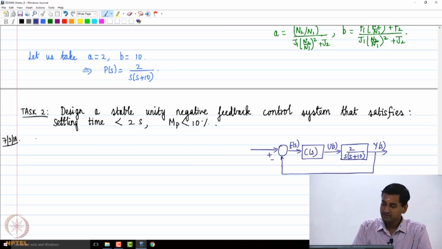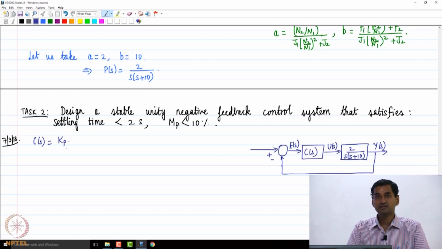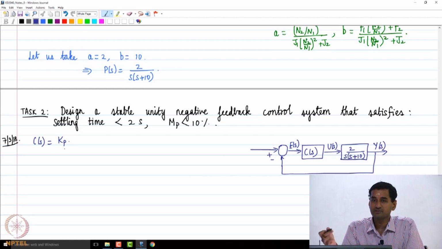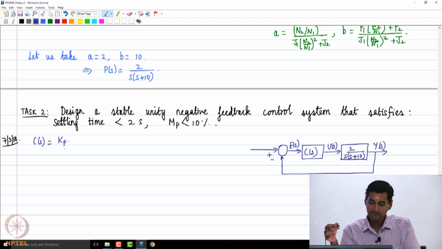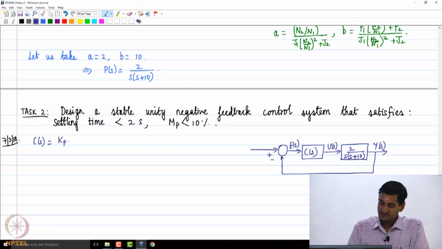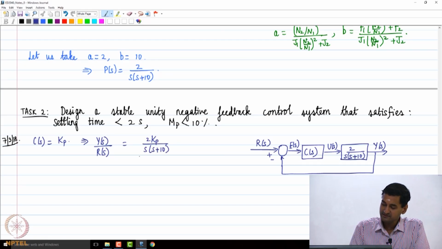To begin with, let's say we choose the controller to be just a proportional controller, so the controller transfer function just becomes Kp. Once the controller transfer function becomes Kp, this immediately implies that the closed loop transfer function Y of s divided by R of s is going to be 2 Kp divided by s times s plus 10, divided by 1 plus 2 Kp divided by s times s plus 10.